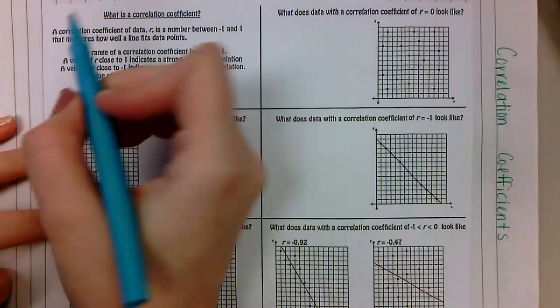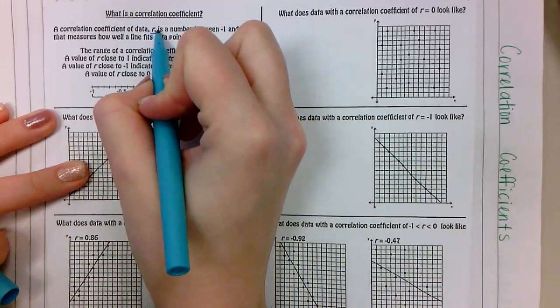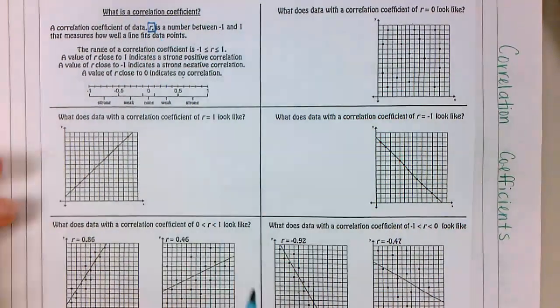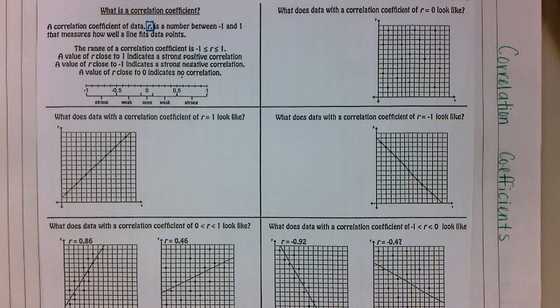So what is a correlation coefficient? Well, it tells us up here, a correlation coefficient is going to be labeled with the letter R. So when you use Desmos in a few days to find correlation coefficients, it's going to be labeled R. And it's a number between -1 and 1, and it measures how well a line fits the data points. So just like we saw, there's a lot of data points. If you were to put a line in the middle of those data points, how well does that line fit all the points that you're seeing?